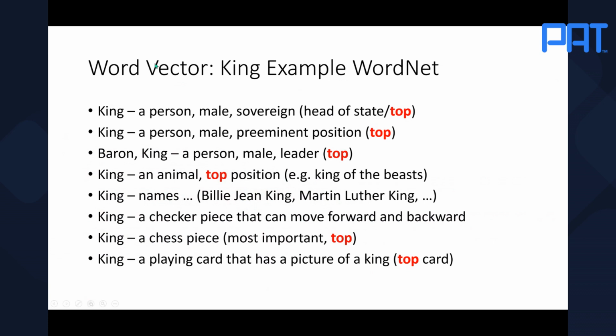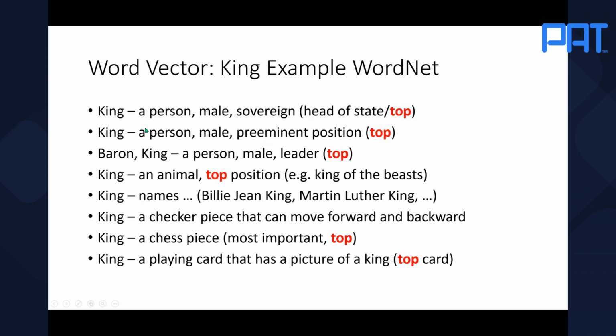So here's one of the goals of the semantics team at PAT, or the semantics team for NLU systems, if you're working off the Role and Reference Grammar model. When you see the word king, we saw from the previous definition, it's a person, they're male, and they're the sovereign, so they're the head of state. It's the top of some category of people.